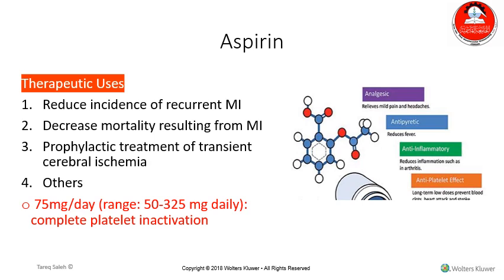This leads us to the therapeutic uses of aspirin. Because of the strong antiplatelet effects of aspirin, it can be used to reduce the incidence of myocardial infarction in those patients who are at risk or have suffered from recurrent coronary blood vessel accidents or recurrent myocardial infarctions.